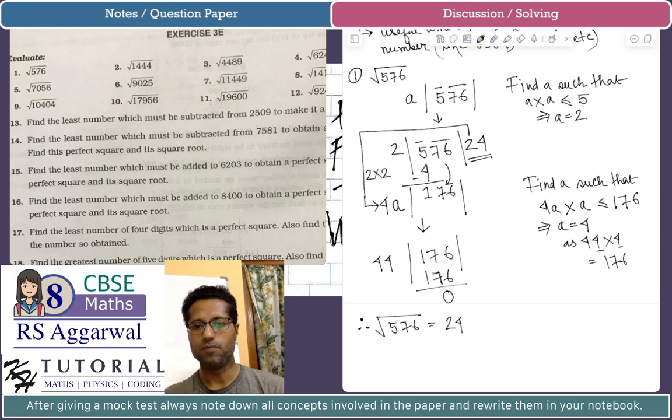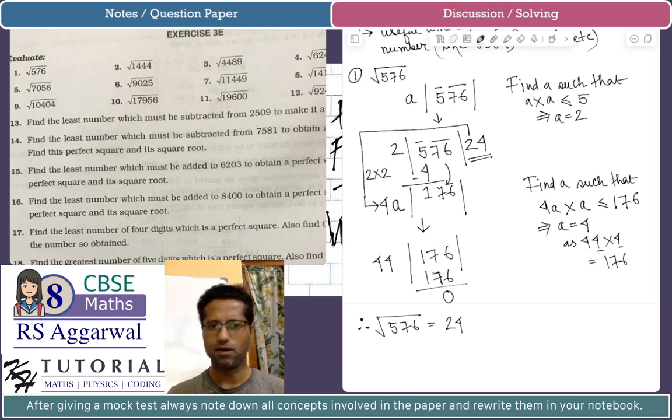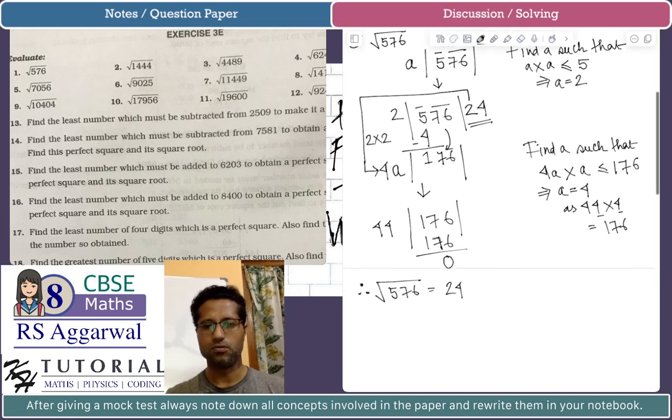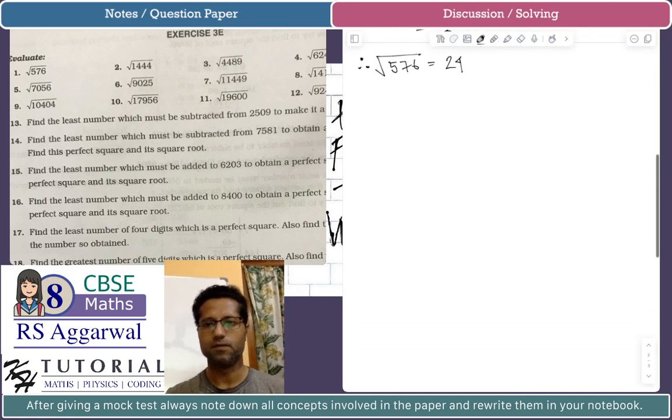Okay, so I hope you understood the process of the long division method for this number. The more square roots of numbers you find, the clearer it will become. Okay, let's try to do the second one.